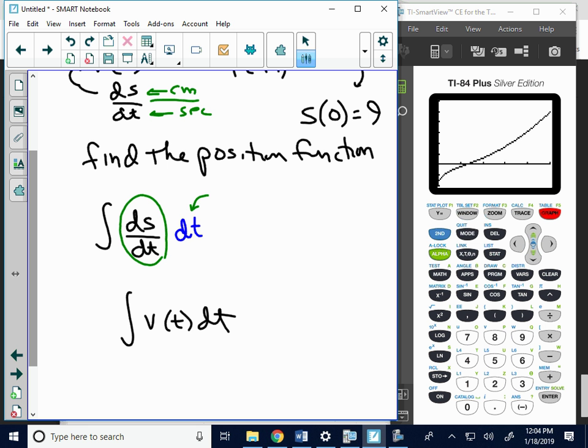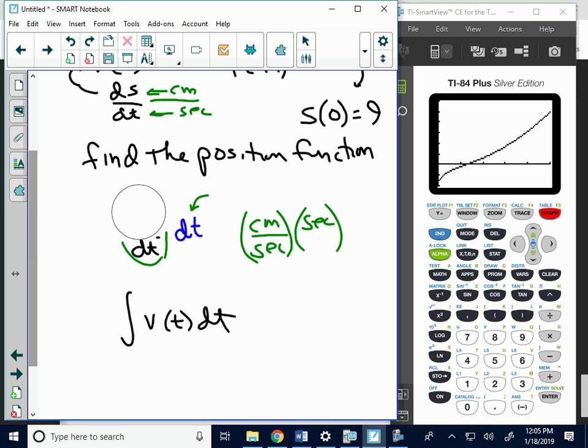What are the units for time? Seconds. If you've got centimeters per second multiplied by seconds, what are we going to get? Centimeters. The integral of velocity gives us position. Now, we sort of should have known that already, right? We're going to get the position. Okay, so let's figure out what this integral of velocity is.